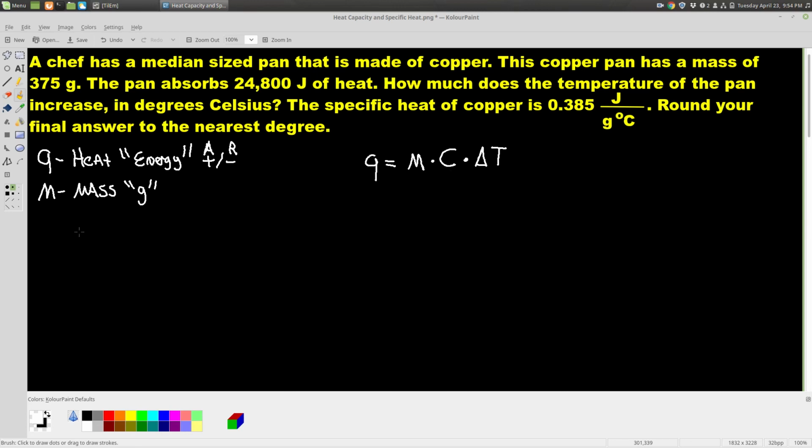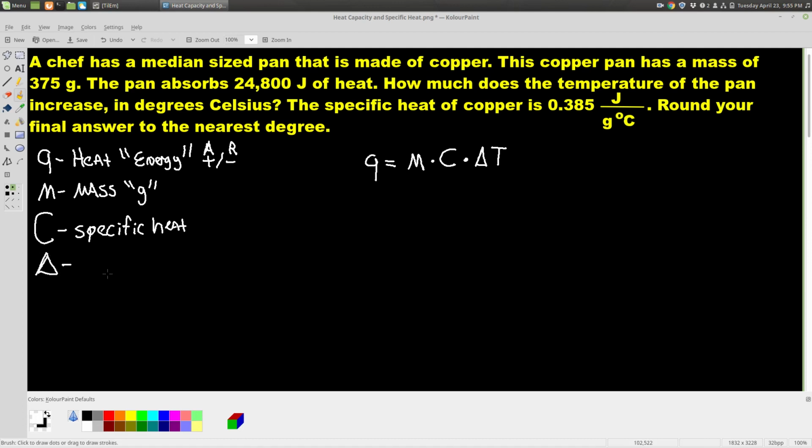Next is C. A lowercase c is the speed of light, but a capital C is specific heat. So let's write that down. Specific heat, or you could say our heat capacity. It could have several different types of units, but the ones that we're using here are joules per gram degrees Celsius. And then our delta T is just the change in our temperature.